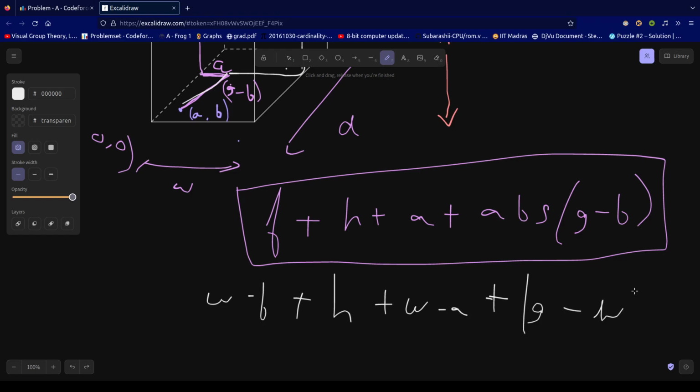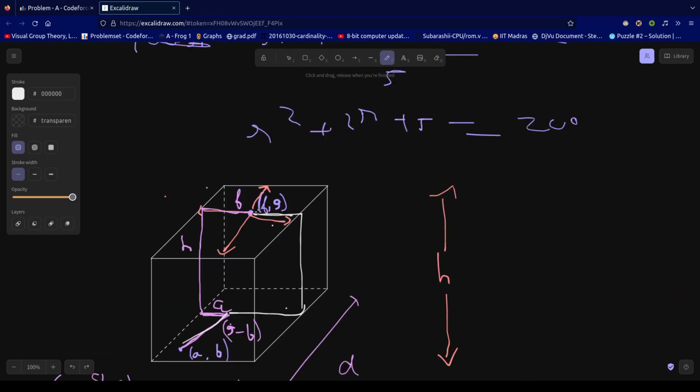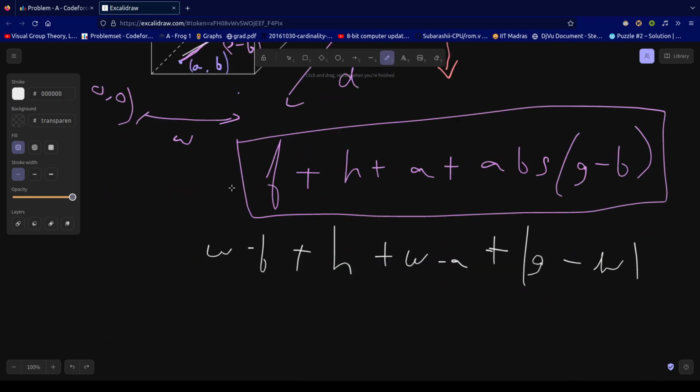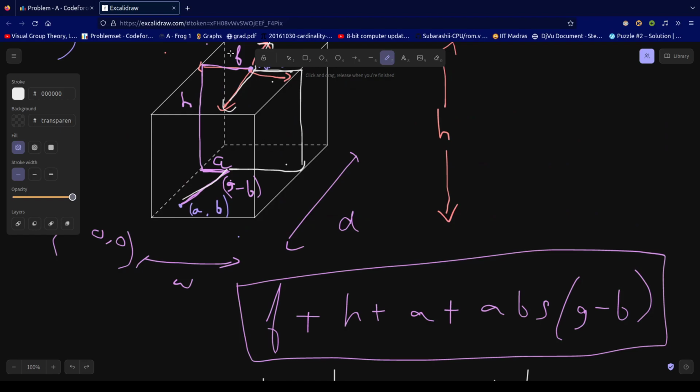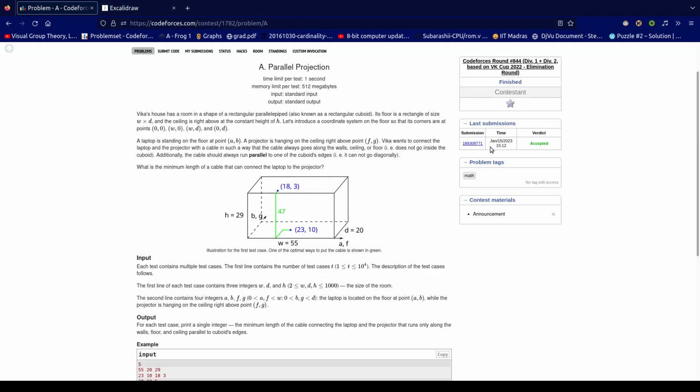B again. And of course you could also do this on these two directions also. In this case you just have to interchange F and G and interchange A and B, and you will get the final answer. And of course the minimum length of cable would be the minimum among all four of these cases.